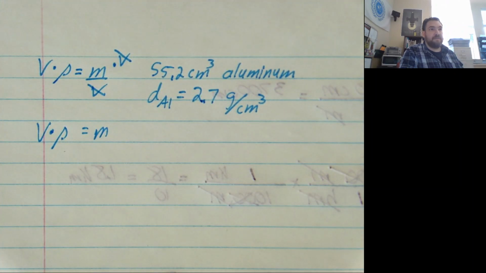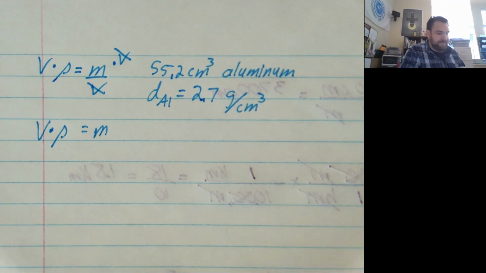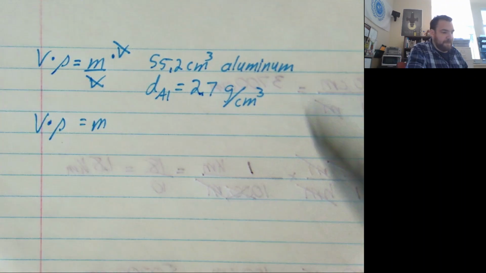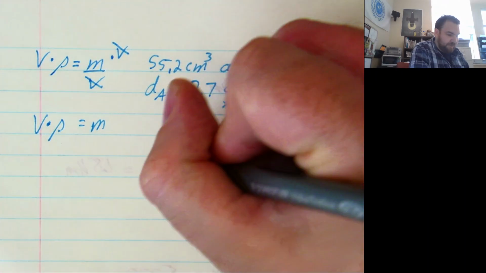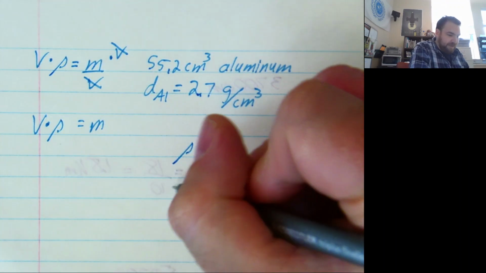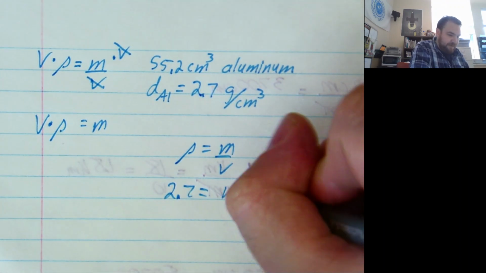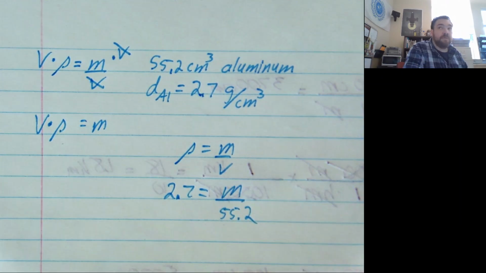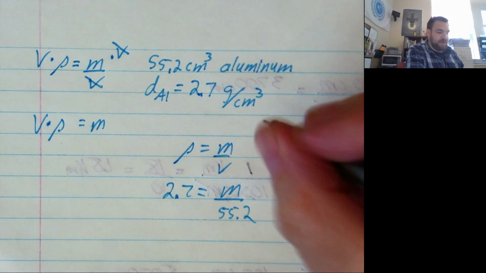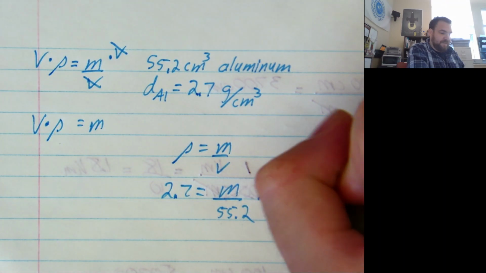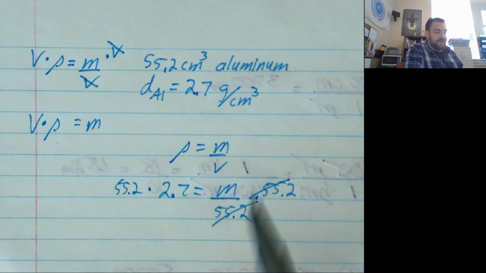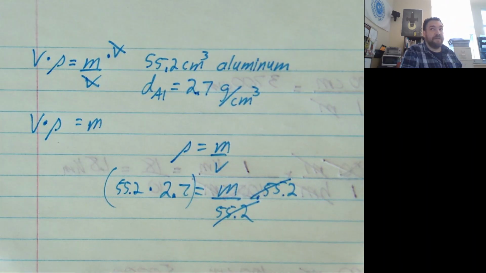Yes. Yep. Like at this stage or at this stage? Okay, sure. So if you're just going to go straight from this formula, rho equals m over v. For the aluminum one, it's going to be 2.7 equals m over 55.2. And because I'm dividing by 55.2, I'm going to multiply both sides by 55.2. And those cancel. So then this is what you're going to ram through your calculator.